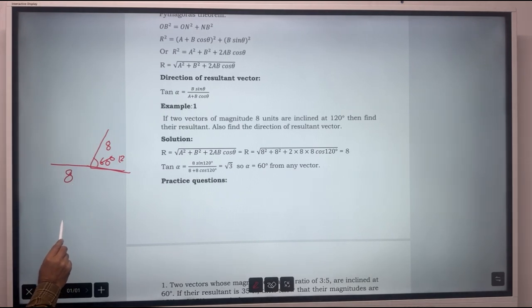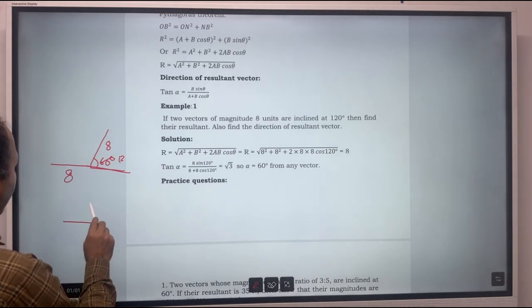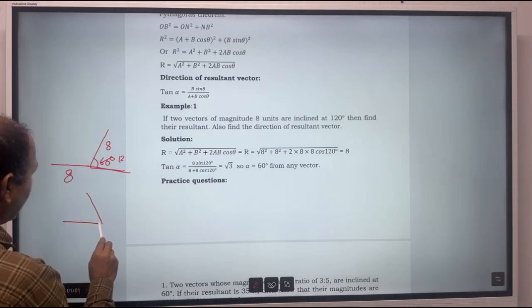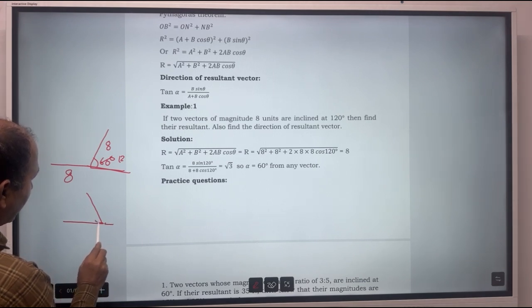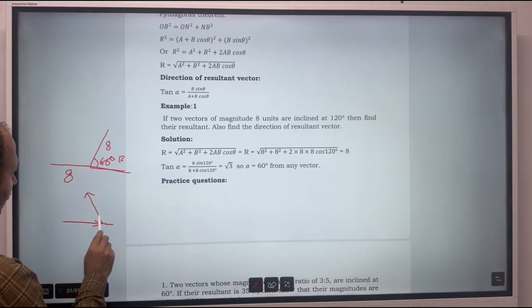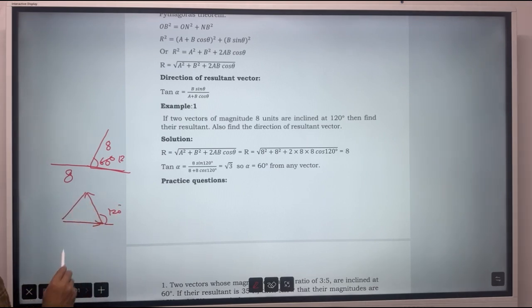The situation should be different. This is vector A, and if you want to make 120 degrees, then the other vector should be like this, because it has direction this, it has direction this, so this angle will be 120 degrees. We have to find out the resultant. So what is the resultant?